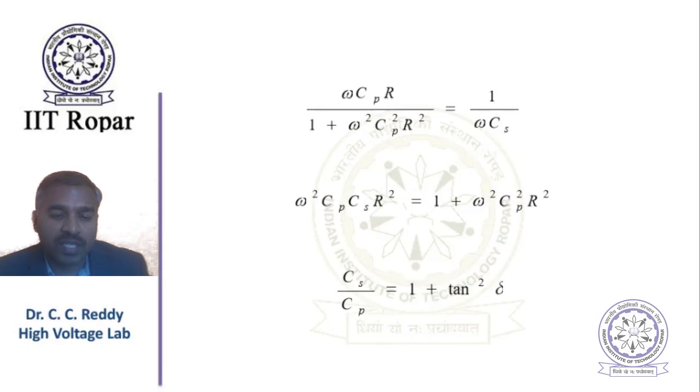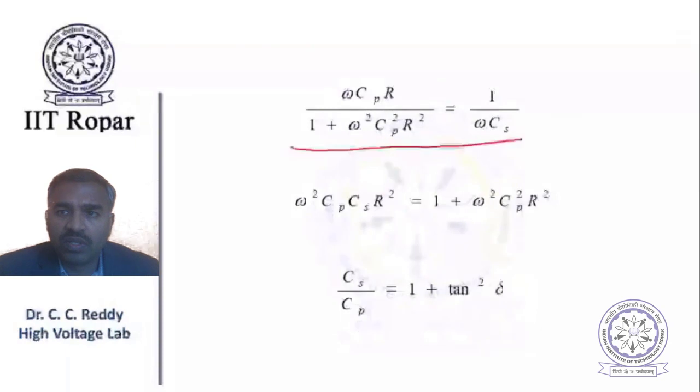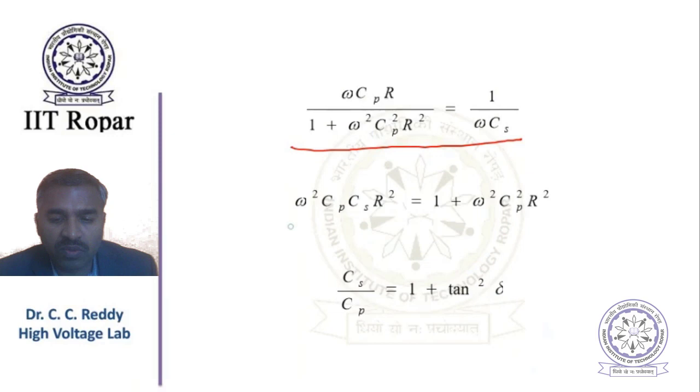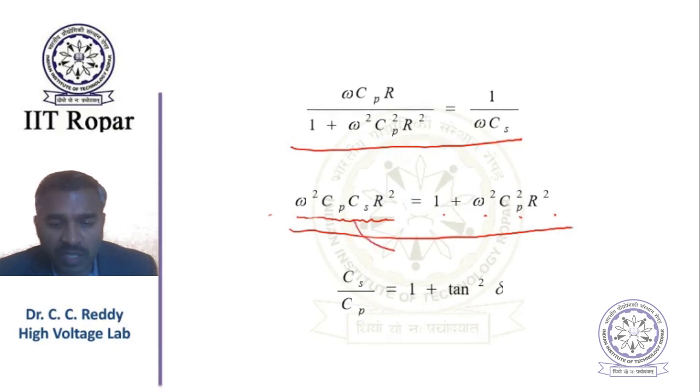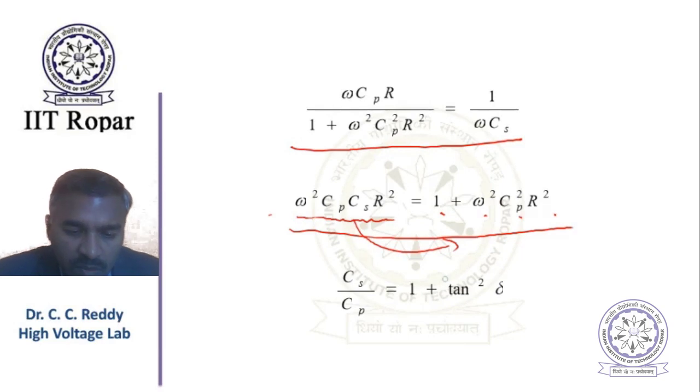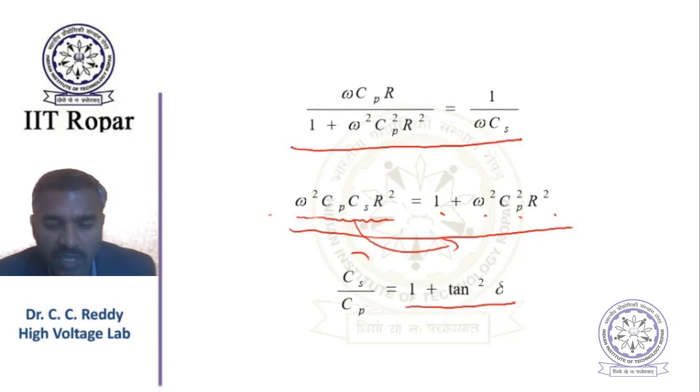And then Cs by Cp. Similarly, equate the imaginary components also. You will get this: omega square Cp Cs R square is equal to this one. From this, take Cp Cs by Cp out. This becomes omega square Cp square R square is equal to 1 plus omega square Cp square R square. This omega square Cp square R square, you take it this side. So that becomes 1 plus 1 by omega square Cp square R square. Then that is 1 plus tan square delta. So Cs by Cp is equal to 1 plus tan square delta.